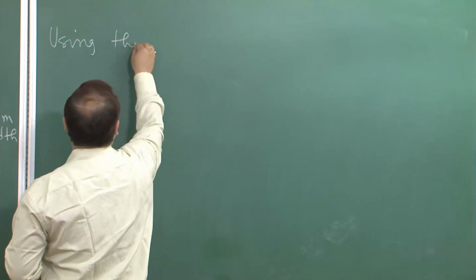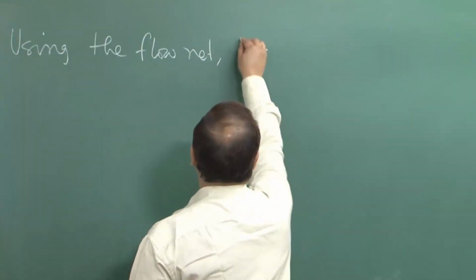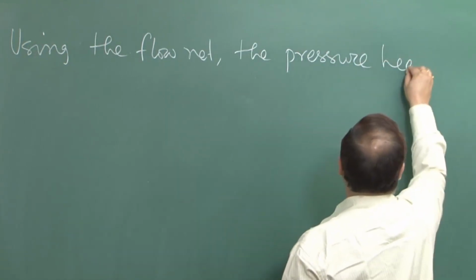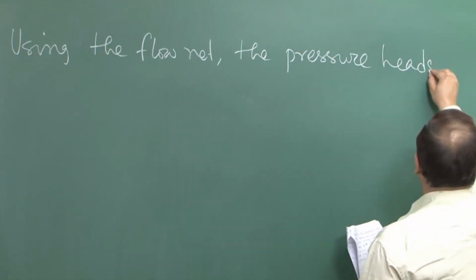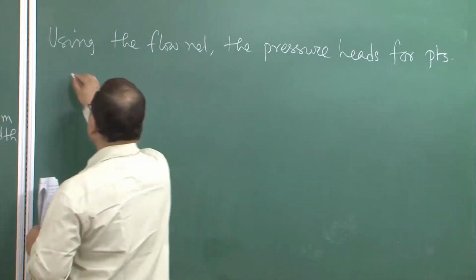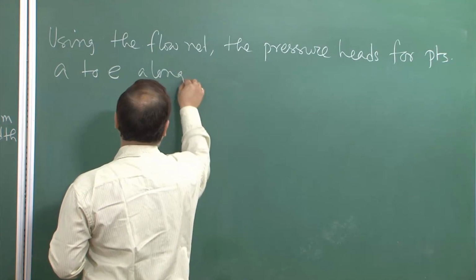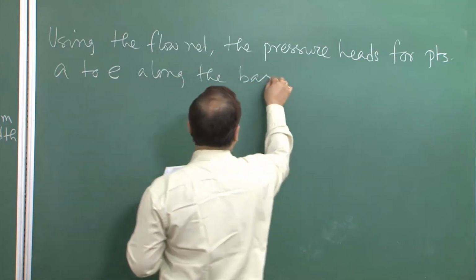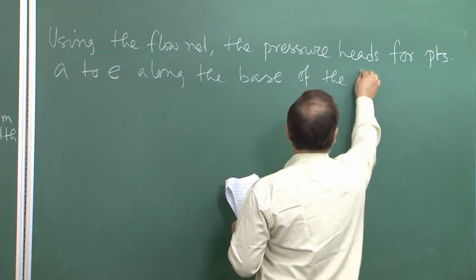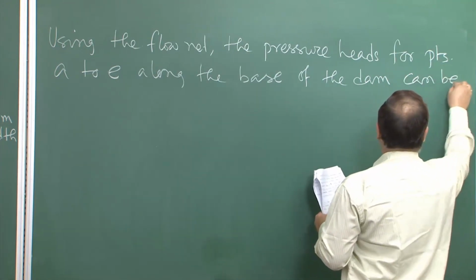the flow net, the pressure head for points A to E along the base of the dam can be worked out.